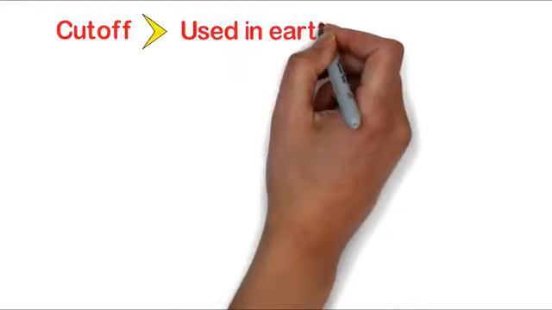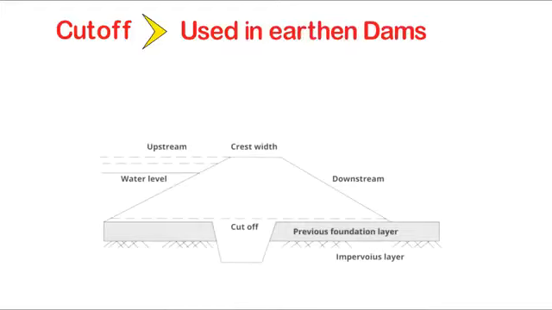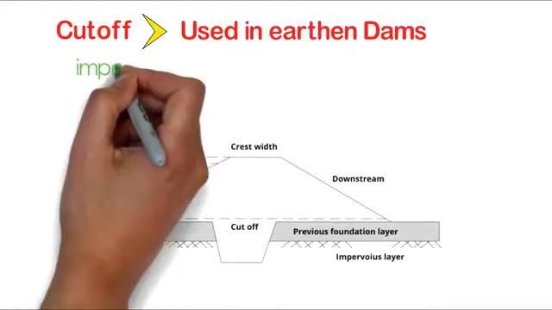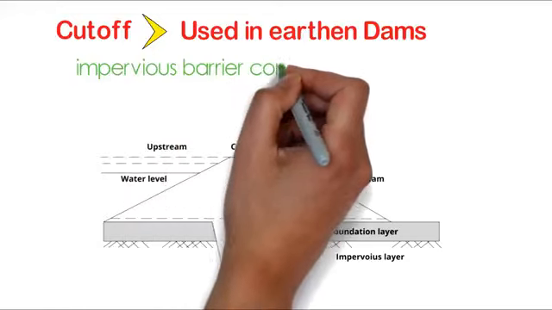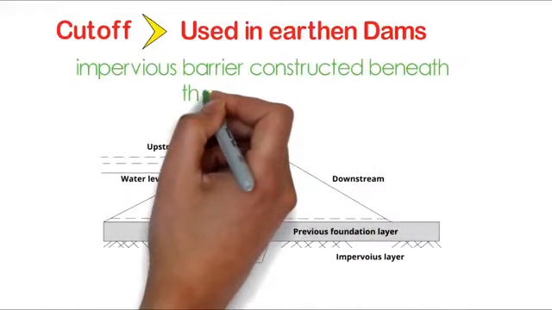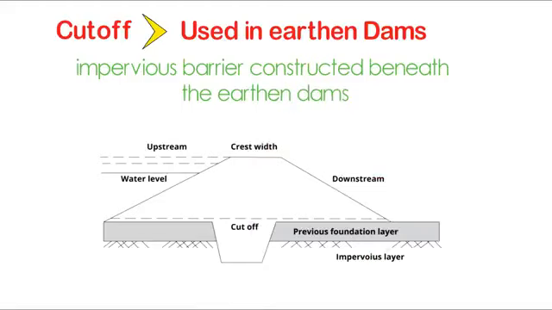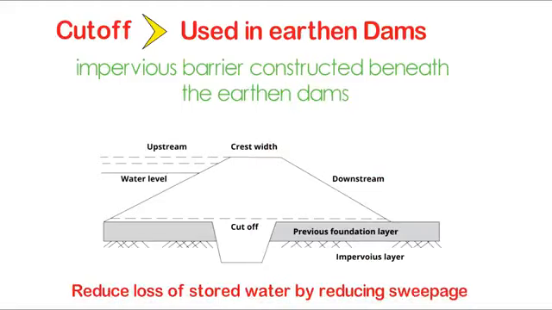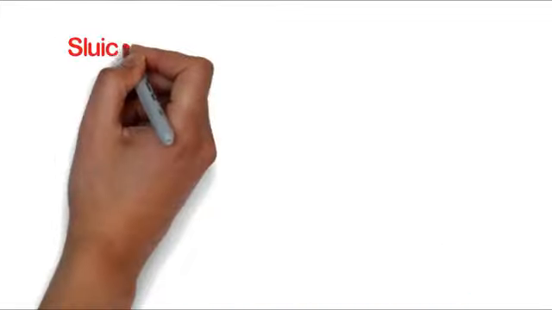Next is the cutoff. They are usually used in earthen dams, and this is a typical cross section of an earthen dam. It is an impervious barrier constructed beneath the earthen dam. The main purpose is to reduce the loss of storage water by reducing seepage.